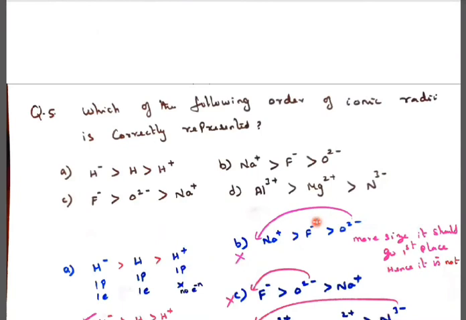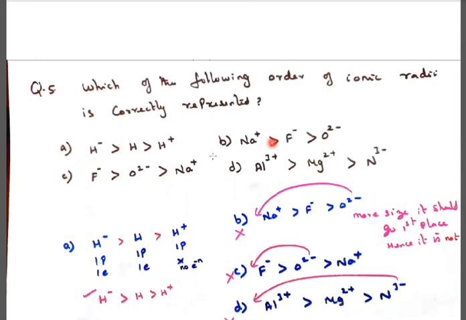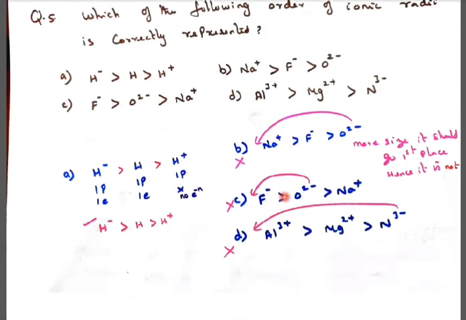So let us see an extra question. Next, fifth question: which of the following orders of ionic radii is correctly represented? Here in this question, they have given H-, H+, Na+, F-, O2-, and F-, O2-, Na+, Al3+, Mg2+, and N3+. Let us see this arrangement. First arrangement we will see, that is H- greater than H+.